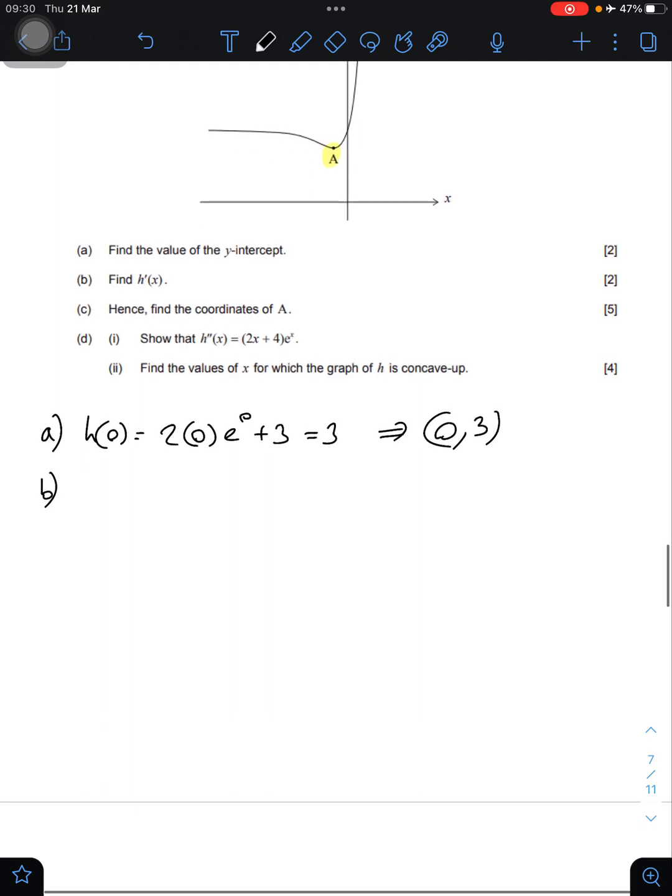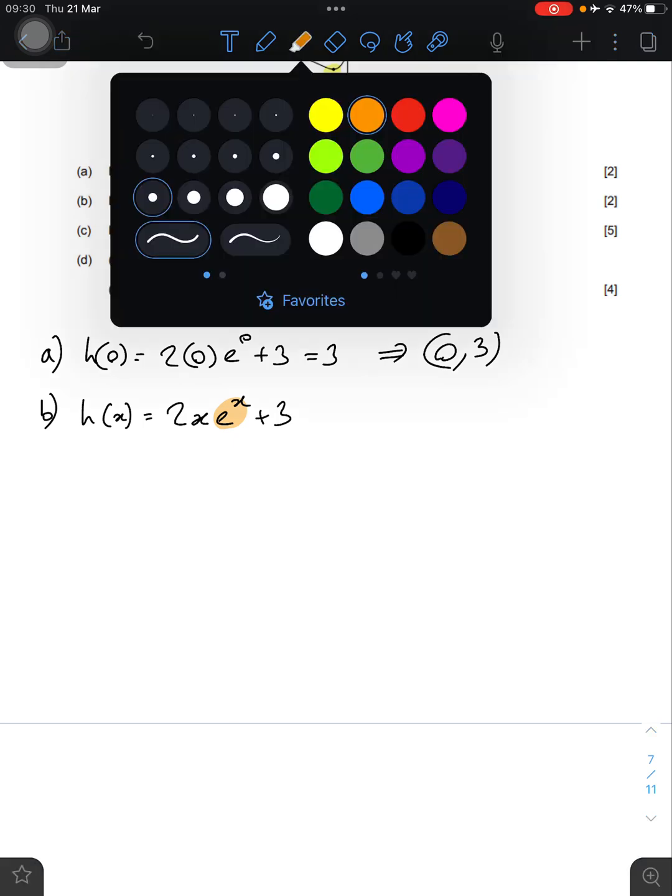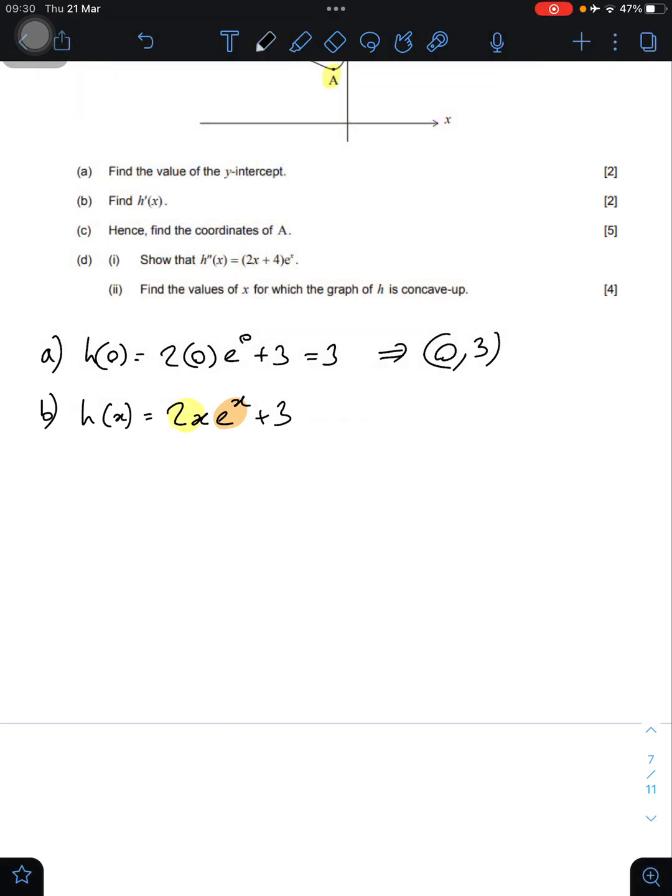Part B, find the differential. So h of x is 2x e to the x plus 3. If we differentiate this, and this is the key part here, technically we have two functions. We've got a function u and a function v. If we label this one as u, then u dashed will be just 2, and if we label this one as v, then v dashed is just e to the x. And then we apply our product rule.